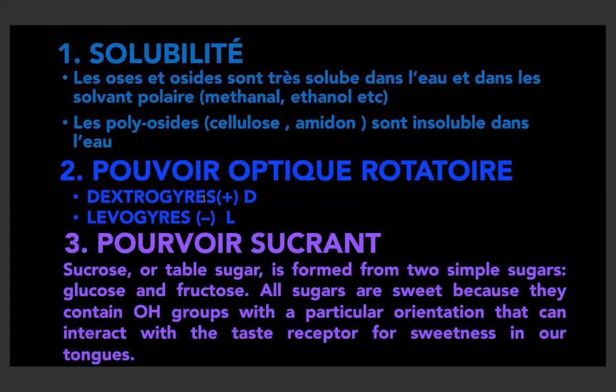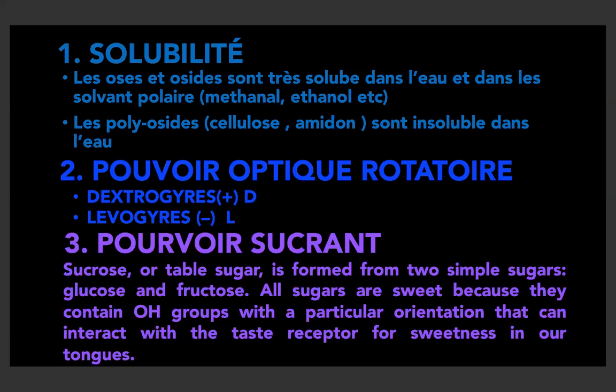So glucides have the ability to diverge light. When there is a projection of light, these compounds have the ability to diverge light in a positive direction, which we call dextrogyre, and in the negative direction, called levogyre. So in organic chemistry, we are going to cover how we name compounds based on pouvoir rotatoire.